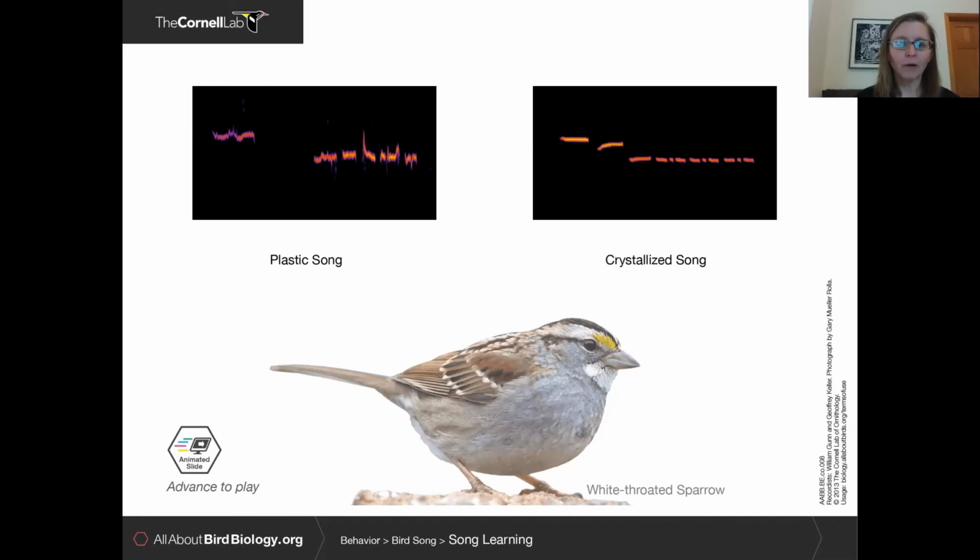And this is a white-throated sparrow. This is a type of bird that learns its songs. And the process of song learning in birds is very similar to the process of acquiring speech in humans. They go through different phases where they're learning the sounds.